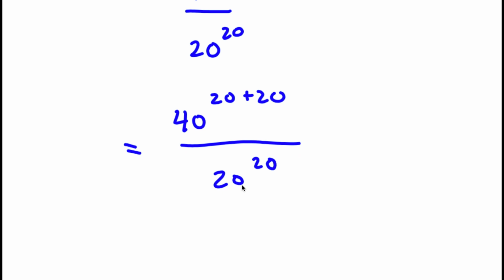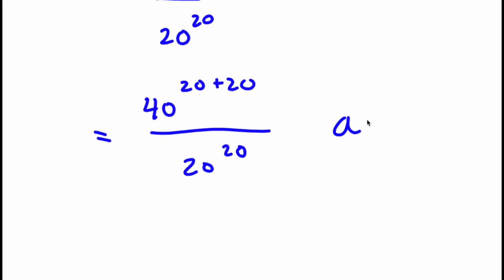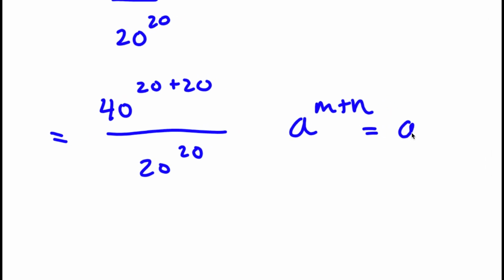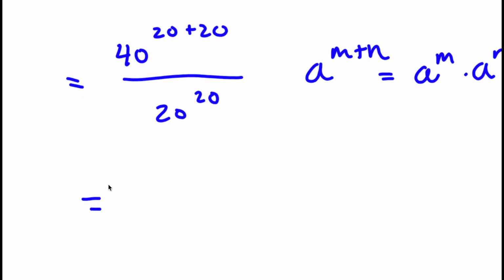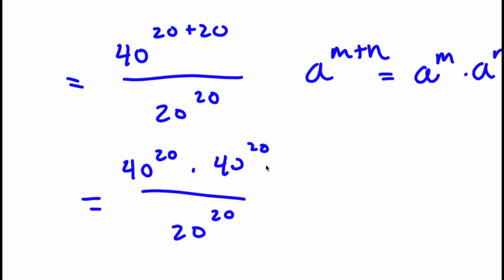Now, if I have something in the form a to the power of m plus n, this is equal to a to the power of m times a to the power of n. So in this case, I have 40 to the power of 20 plus 20, which is the same thing as 40 to the power of 20 times, again, 40 to the power of 20. Both my exponents are the same, so these two are going to be the same as well. And now I have this over 20 to the power of 20.